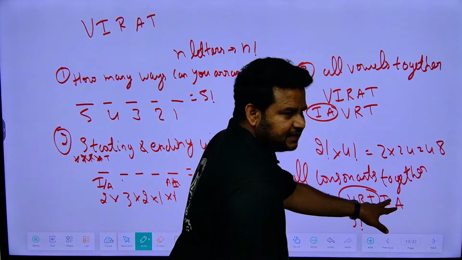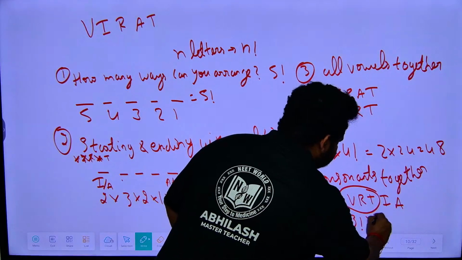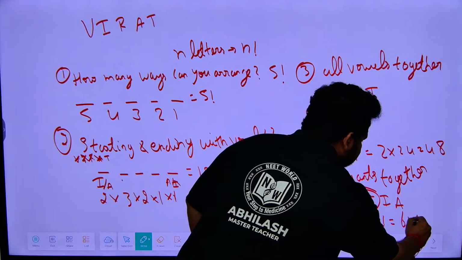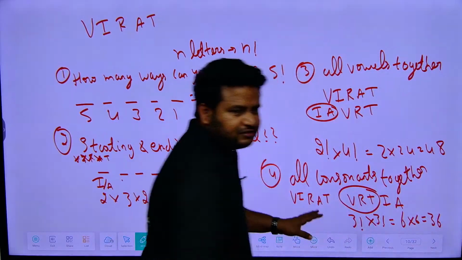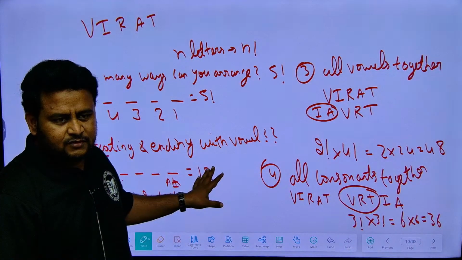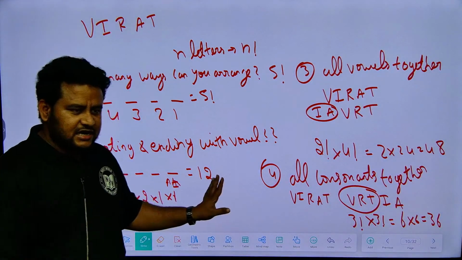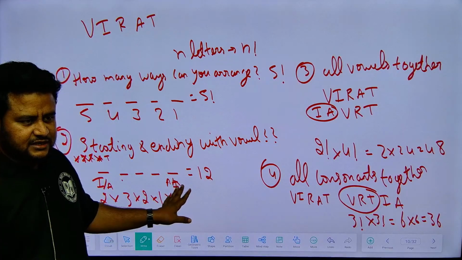3 letters can be arranged in how many ways? 3 factorial ways. So, 3 twos are 6, 3 twos are 6. So, that is 6 into 6. The answer is 36. Understood everyone? Clear till here? Written? Okay.